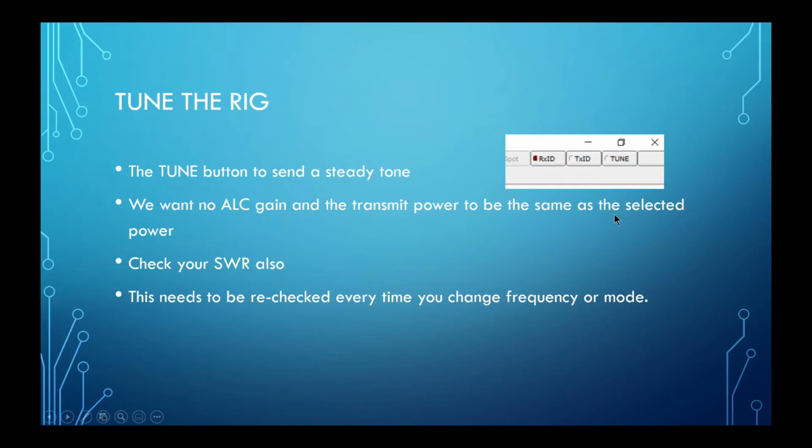Within FLDIGI there's a button here called tune, and all that does is just send a constant tone. On the rig, you want to change the ALC, the automatic level control. On the Yaesu rig, it's actually called DT gain, which is data gain, and we want to basically turn the gain down. We want enough gain on there so the signal's getting transmitted at the correct power, but no higher than that, so we're not overdriving it. There's a little video clip coming up explaining how to do that.